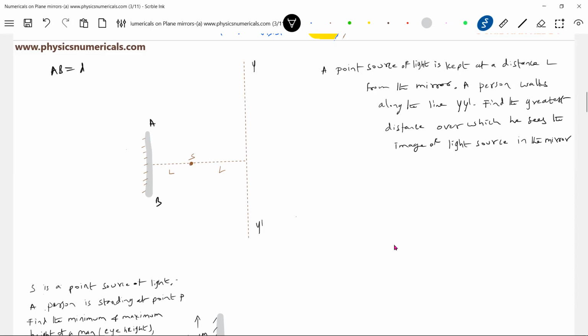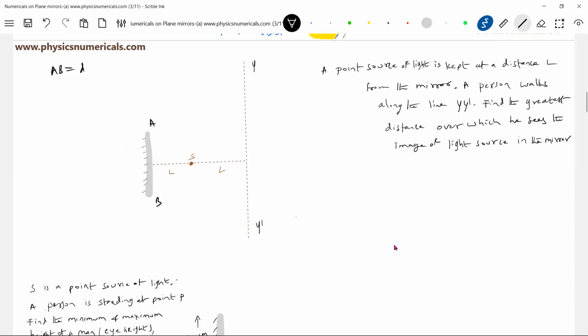So what is the length of the mirror? The length of the mirror is equal to D. What is the greatest distance over which you will see the image? How to proceed with this one? Okay, the person will be moving along y dash.